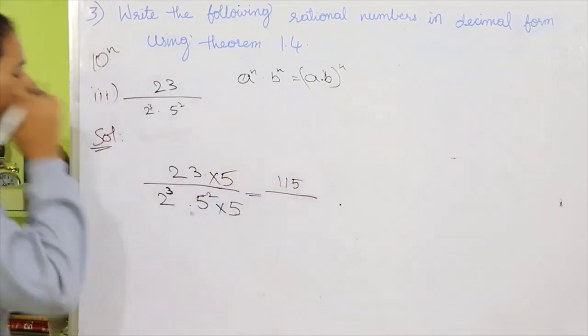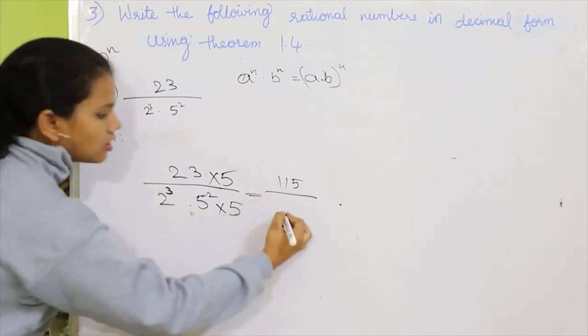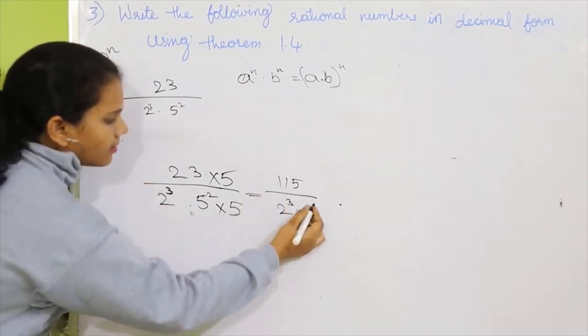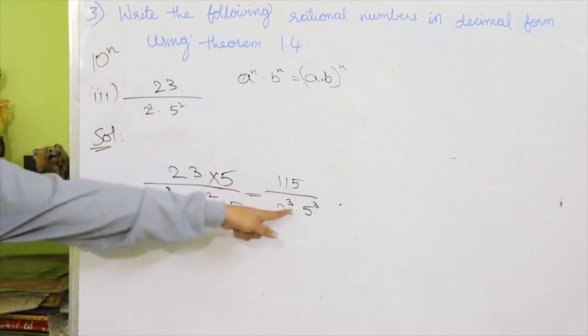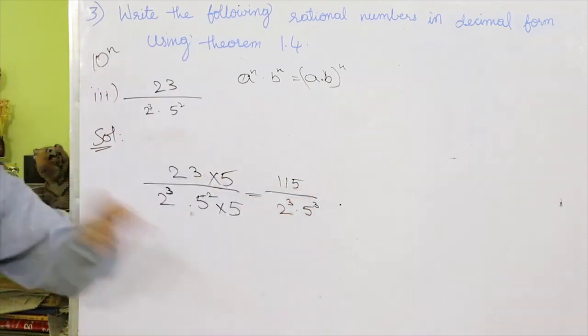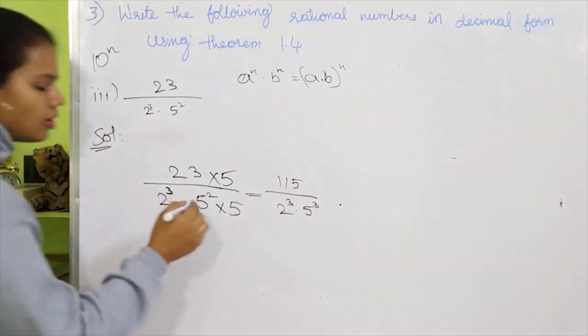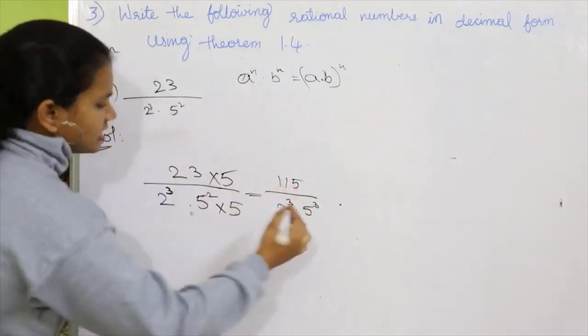Neat writing. So 115. Here you have 2 cube into 5 cube. Clear? So 2 cube into 5 cube means 2 into 5 whole power cube. Right? 2 into 5 whole cube. This becomes what?